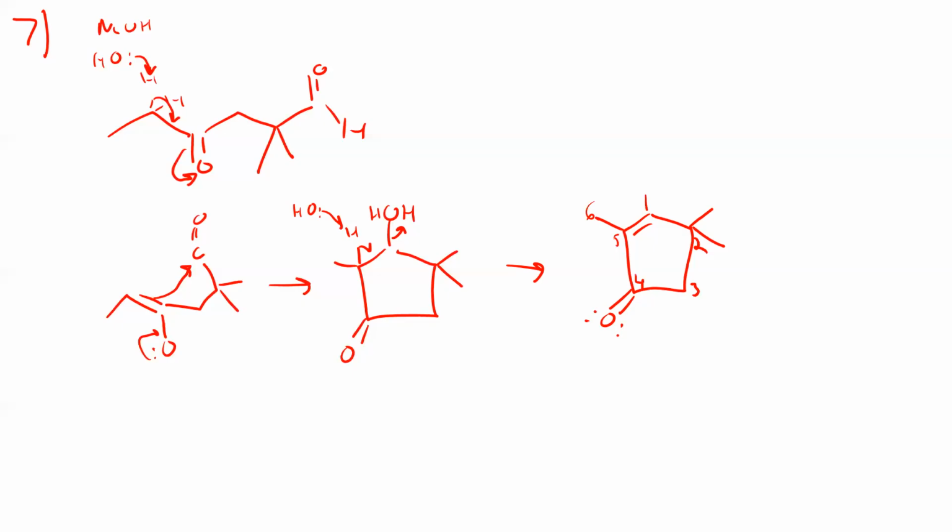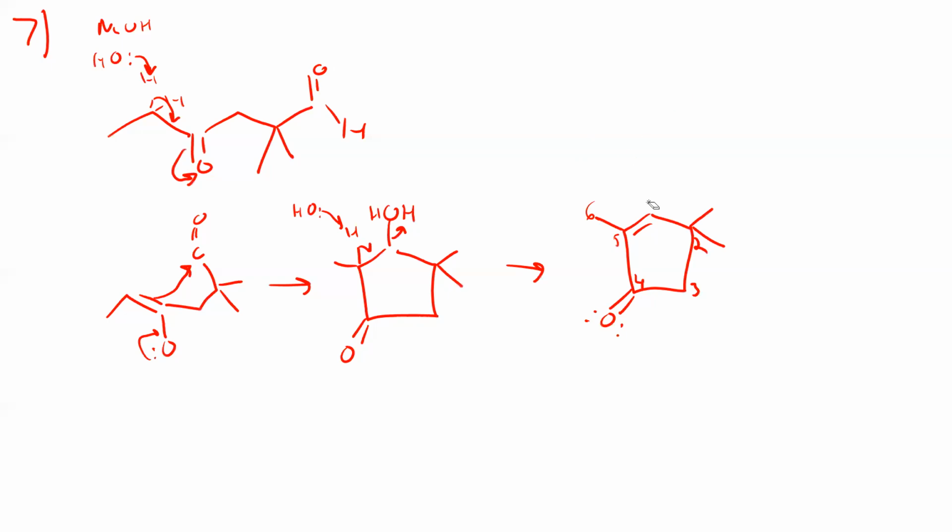We only have 8 carbons, 1 oxygen, and 12 hydrogens. So that's 7. This is number 1 here. Let's not confuse anyone.